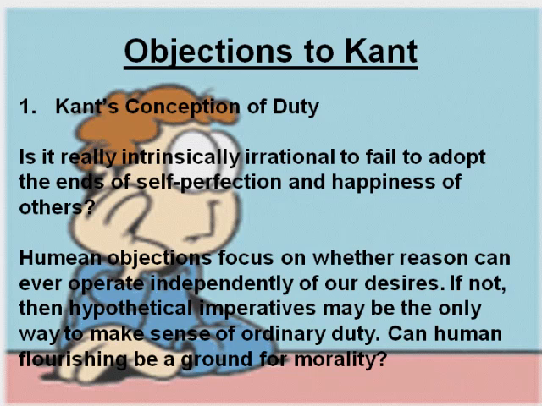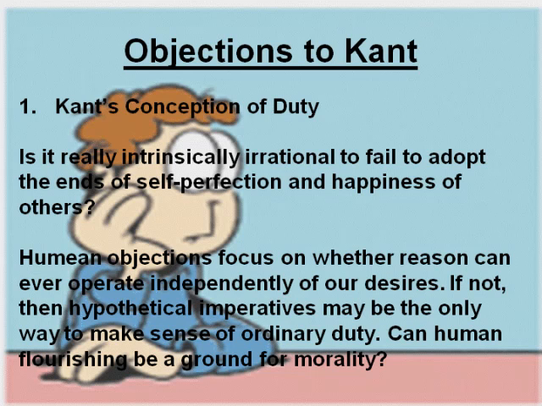Hume asks whether or not reason can ever operate independently of our desires. According to Hume, these two things are very intimately and intricately connected. If that's the case, hypothetical imperatives may be the only way to make sense of duty. And if that's the only way to make sense of duty, if the categorical imperative doesn't make sense because rationality doesn't work the way Kant believes it works, then we may be able to argue, therefore, that Kant's conception of duty itself is flawed. And if that's flawed, his theory may not stand up well.